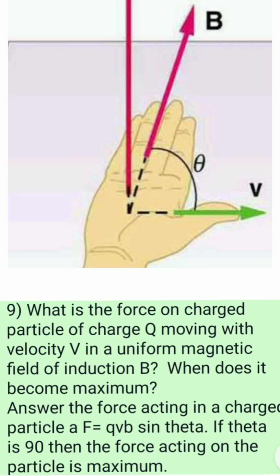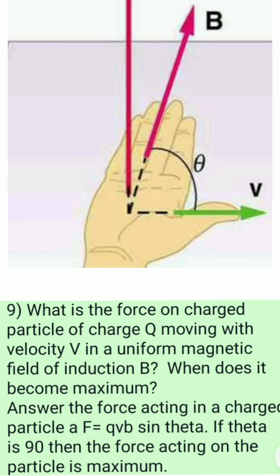9. What is the force on a charged particle of charge q moving with velocity v in a uniform magnetic field of induction B? When does it become maximum? Answer. The force acting on a charged particle F equals qvB sin theta. If theta is 90 degrees, then the force acting on the particle is maximum.